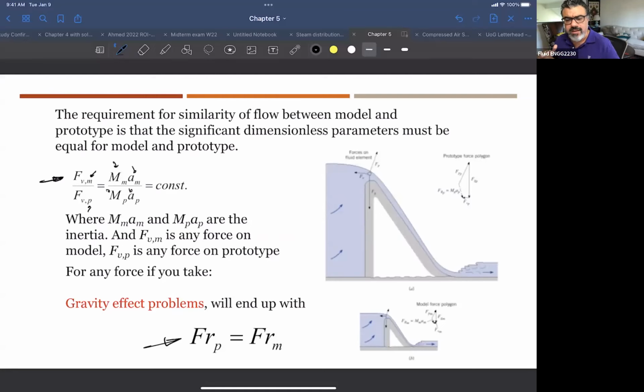So we talk about gravitational force. So, gravity and inertia has to be related to the Froude number. Viscous and inertia are related to the Reynolds number, right? Well, I'm not going to go everywhere and confuse you with so many numbers, but those are the most common numbers that we use in our first course of fluid mechanics.